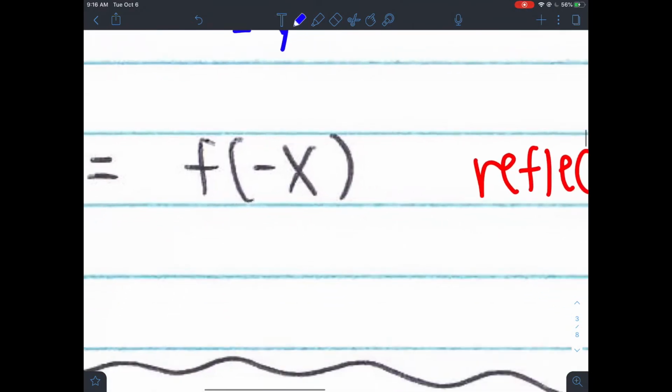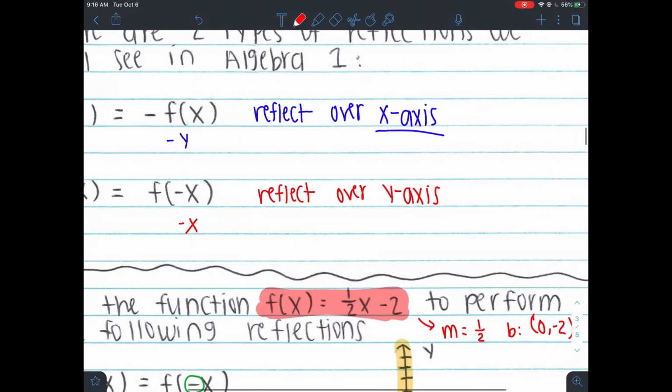With this one, where is your negative sign? Well, your negative sign here is in front of the x, so it's a negative. Remember, negatives mean reflection. The negative is on the inside here. And when the negative is in front of the x, you want to think the opposite of x, and so it's going to be a reflection over the y-axis.